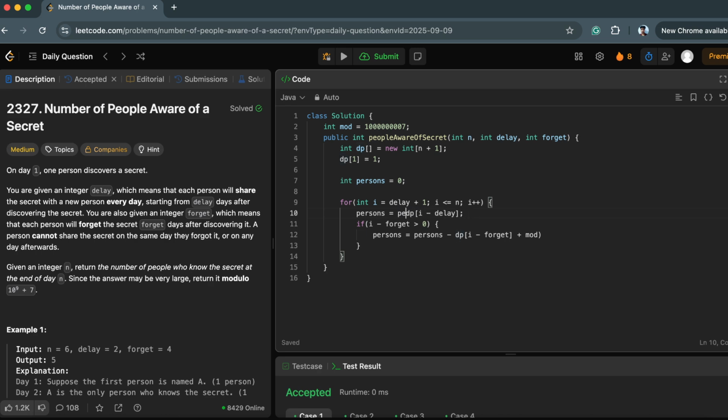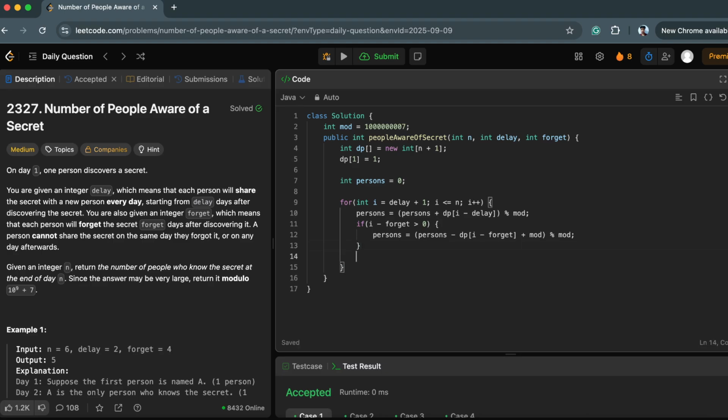So here persons plus dp of i minus delay. This value, when we apply the mod, can go smaller. Okay, if it goes smaller, when we subtract this from persons we may get a negative value. So obviously we have to add mod here, just to make sure that these values are properly updated. And once it is done, we have to simply apply the mod here. Okay, I guess this is what we have to do.